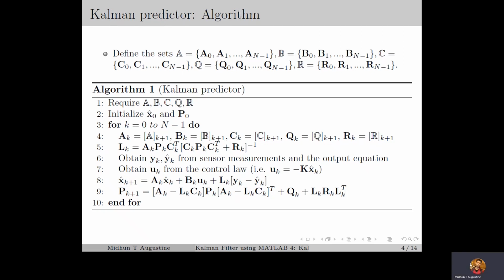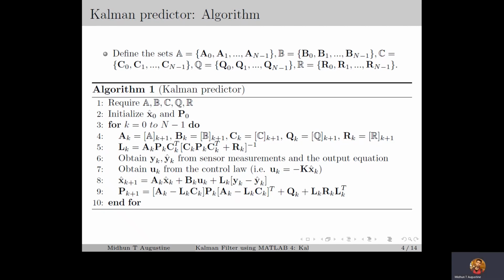As a special case, for linear time invariant systems, we have Ak equal to A, Bk equal to B, and Ck equal to C. Now in the Kalman predictor algorithm, we start with the expectation and variance of the initial state, which are denoted by x0 hat and P0.